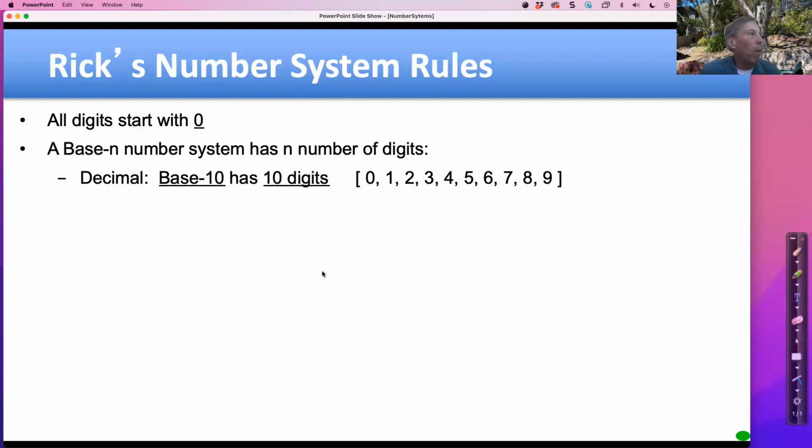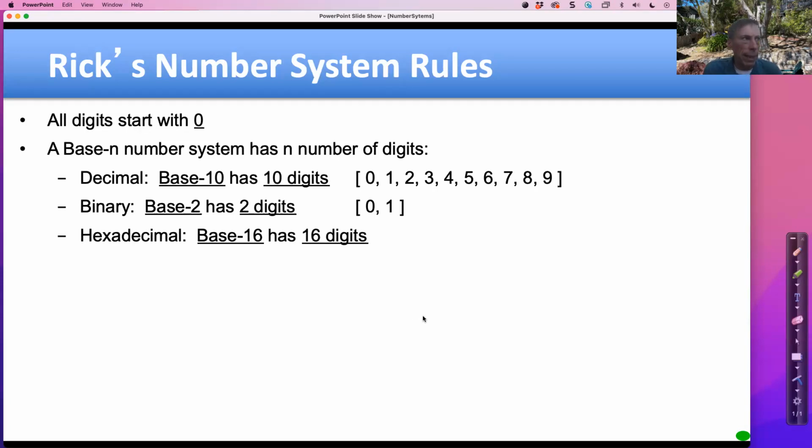Okay, so how about binary? Binary is base 2. That means it only has 2 digits. Again, the first digit is going to be 0, but only 2 digits. So our second digit will just be a 1. Now, there's another number system we're going to talk about. We'll talk about that in the next video.